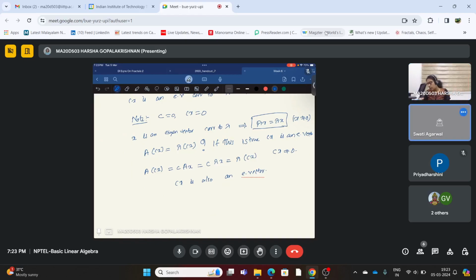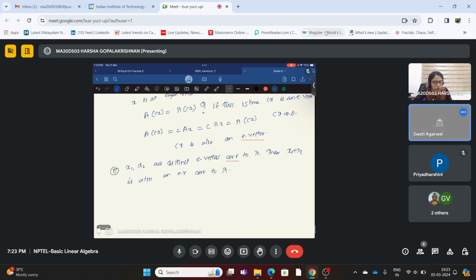Okay, next question. Again, addition we can check. x1, x2 are distinct eigenvectors. If they are equal, what will we get? x1 plus x2 is 2 times x1, something like that. So I am taking these as distinct eigenvectors corresponding to lambda. Then x1 plus x2 is also an eigenvector corresponding to lambda.